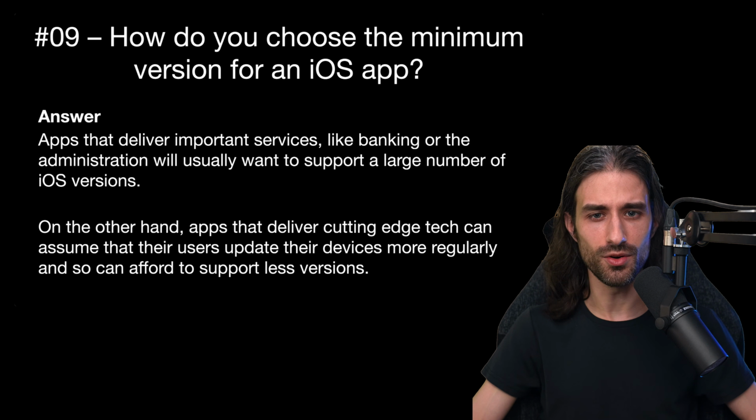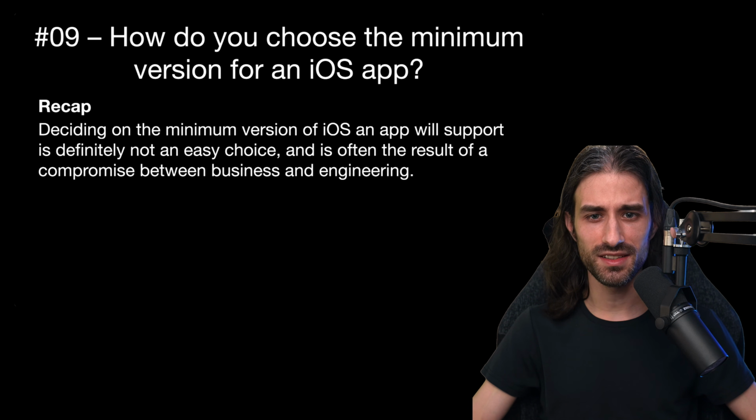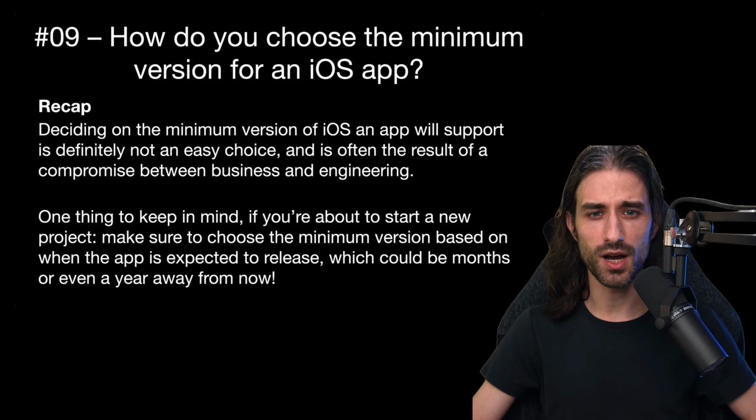That was definitely a long answer, so now it's time to move on to the recap. We can recap by stating that deciding the minimum version of iOS that an app will support is definitely not an easy choice and is often the result of a compromise between business and engineering. And one important thing to keep in mind if you're about to start a new app is to make sure that you decide its minimum iOS version based on when the app is actually expected to release, which could very easily be months or even a year away from now.